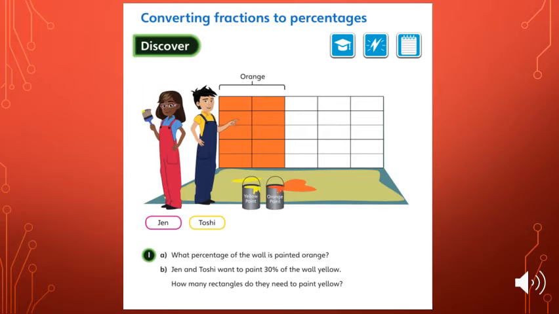Let's have a look at the discover. 1A says, what percentage of the wall is painted orange? You can see that some of this wall here is painted in orange. And B says, Jen and Toshi want to paint 30% of the wall yellow. How many rectangles do they need to paint yellow? So have a go at working that out, and then we'll look at the answers.